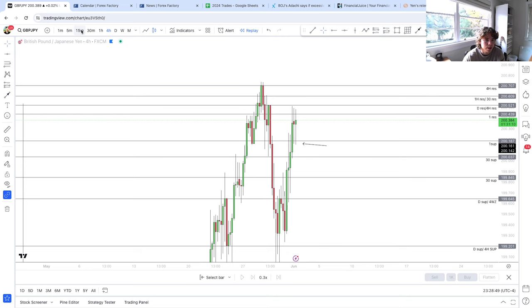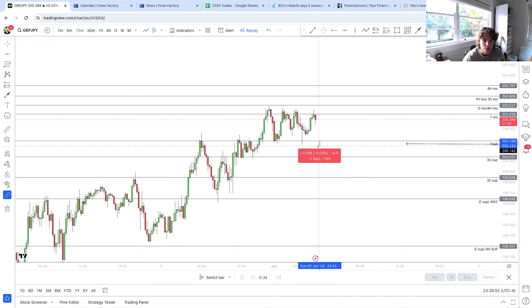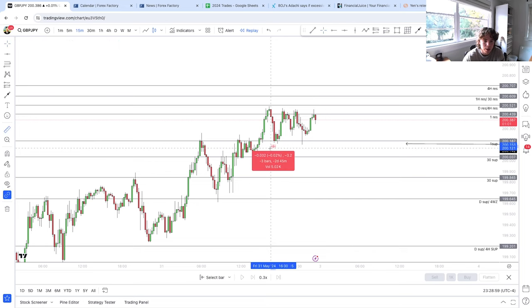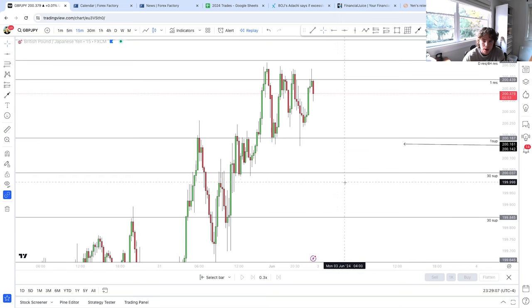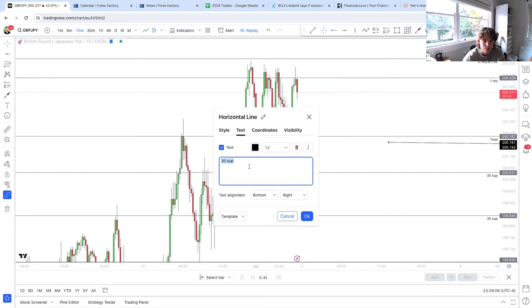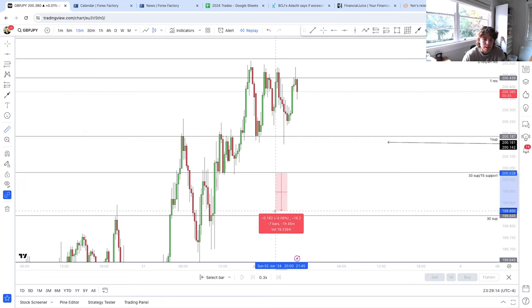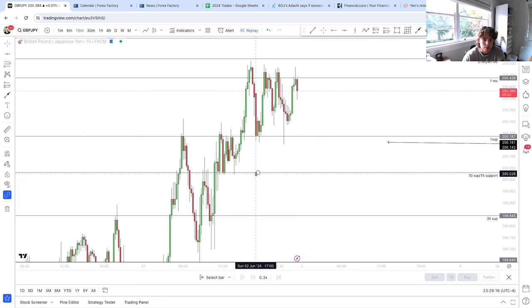We can start thinking, okay, if we get closures below here on the 15-minute, now we can see we also have clean range and price pushed through this level quite nicely. We can at least expect price to push down to this 15-minute support down here where we can then manage risk, okay? But the much easier option is just to wait for below here, where we can see we have nice clean range. There's 17 pips down to the bottom of this range.